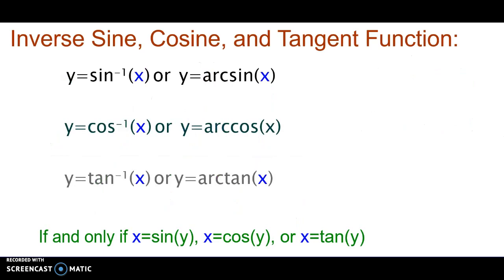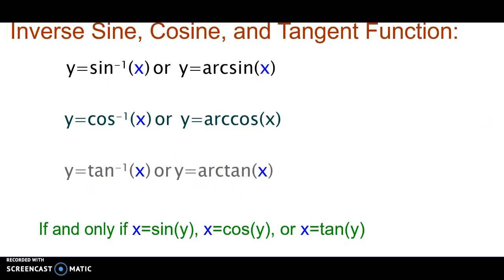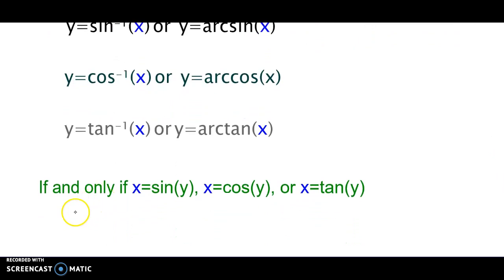So let's talk a little bit about notation here. We do have two different types of notations for inverses. You might see the inverse of sine looking like y equals sine to the negative first of x, although we would never say that. We would say inverse sine or sine inverse of x, which is the same thing as the arc sine of x. Same thing for cosine: inverse cosine or arc cosine, inverse tangent or arc tangent. Those are all the same. They mean the same thing, just two different notations.